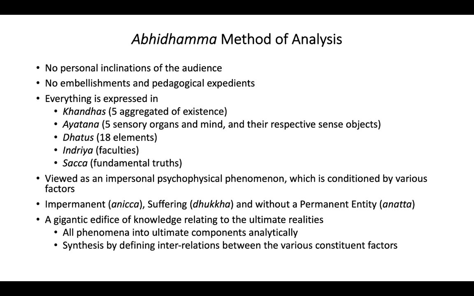Here, five khandha, you already know, the five aggregates of existence. 12 ayatana means five sensory organs and mind and their respective sense objects. So in Buddhism, mind can be regarded as one kind of sensory organ. So six sensory organs, therefore five sensory organs plus mind, and their respective sense objects. Also six kinds of sense objects, so total 12 ayatana. 18 dhatu means 18 elements. You add six kinds of consciousness to 12 ayatana to equal 18 elements.